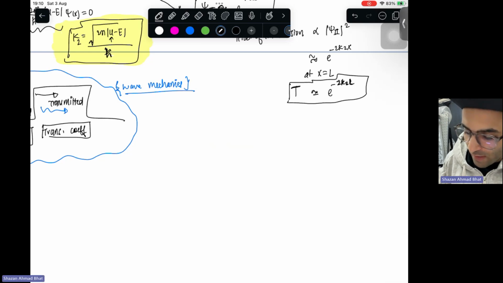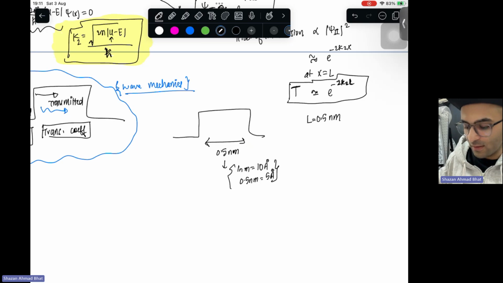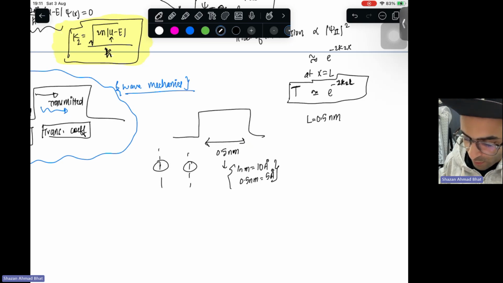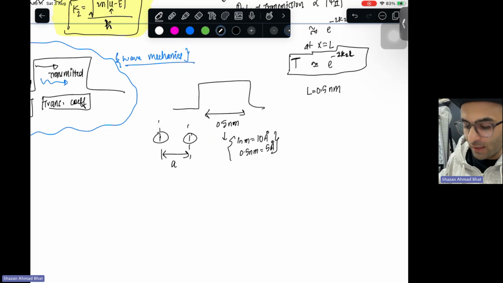Now you have everything. You have L equal to 0.5 nanometers, which is a very small distance. 1 nanometer is 10 angstrom, so 0.5 nanometers is 5 angstrom. It's almost of the order of the lattice constant, which is the spacing from the center of one atom to the next. It's a very small distance, and it's appreciable for tunneling to happen.